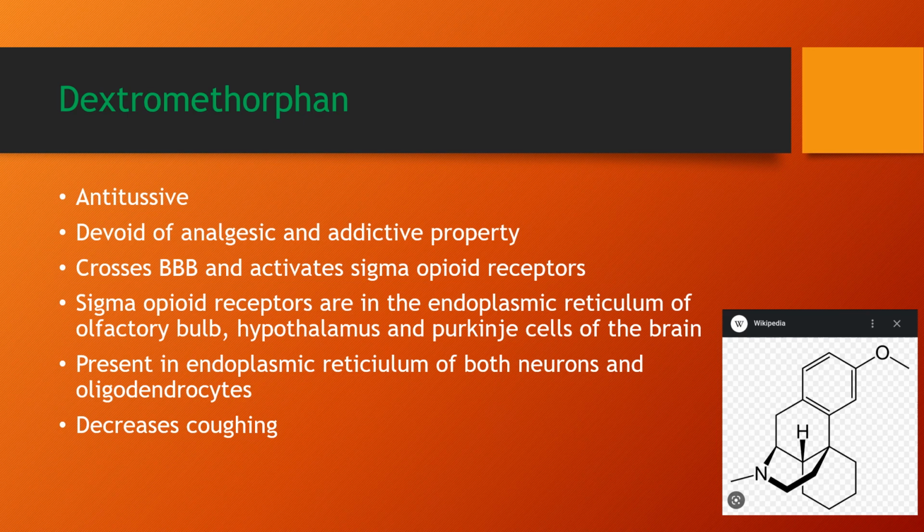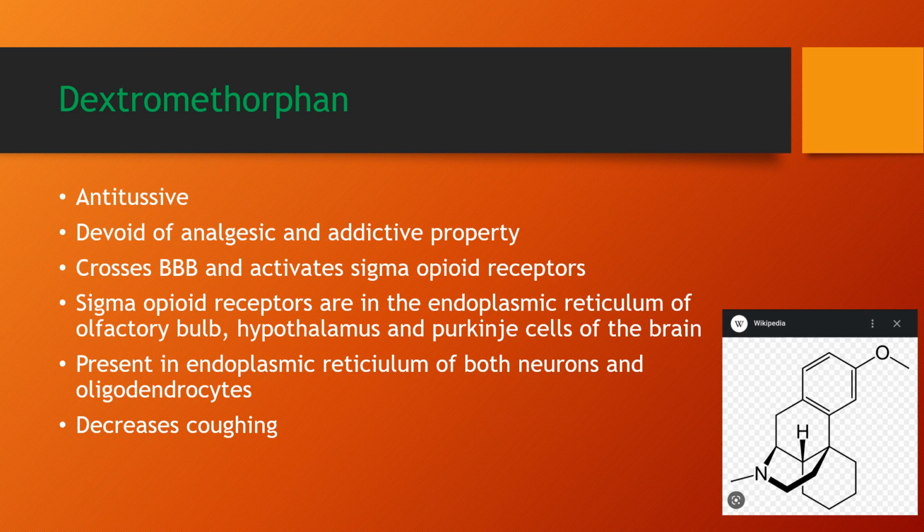So dextromethorphan. Now we move to antitussive drugs. Antitussive drugs work on sigma opioid receptors. They are not analgesic and have no addictive properties. Sigma opioid receptors are in the endoplasmic reticulum of the olfactory bulb, hypothalamus, and Purkinje cells of the brain. Basically, nerves. Sigma opioid receptors on the nervous endoplasmic reticulums, and also of the endoplasmic reticulum of oligodendrocytes, which are glial cells, supporting cells of the nerves.